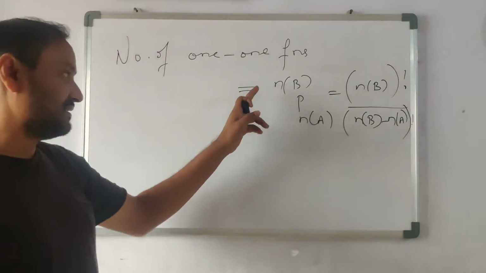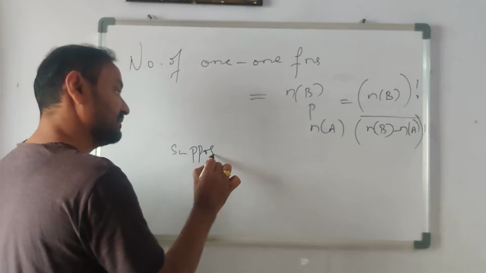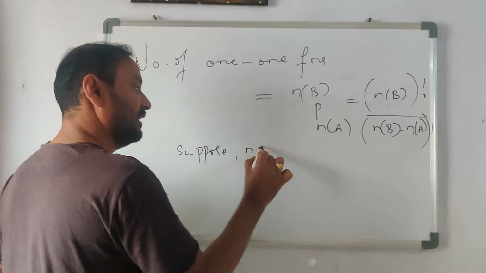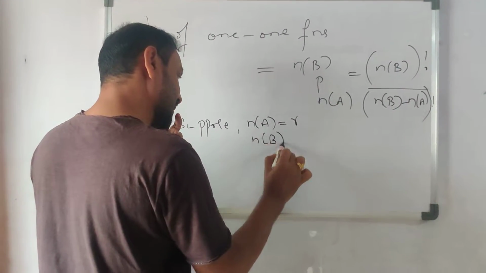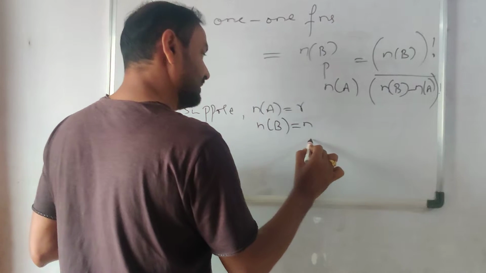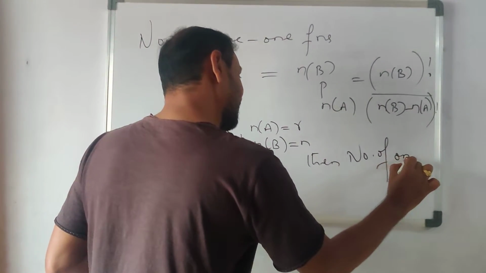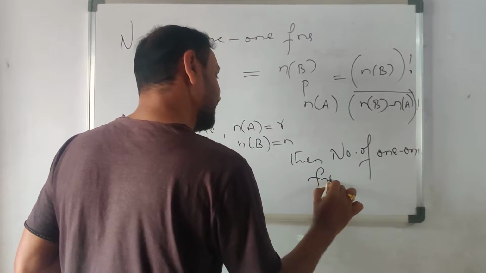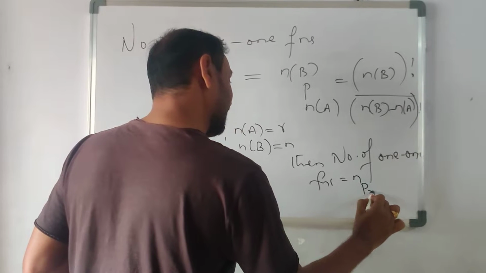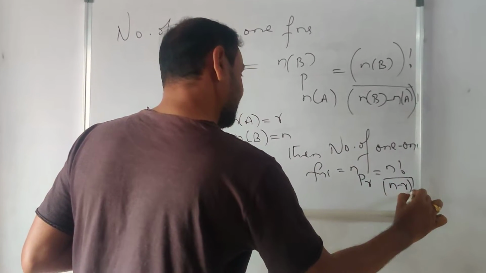So nPr, this is also equal. Suppose the number of a is equal to r, number of b is equal to n, then number of 1-1 functions is equal to nPr. This is equal to n factorial by (n minus r) factorial.